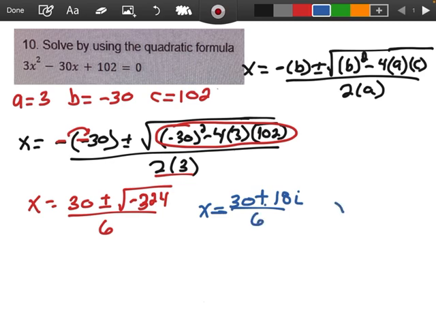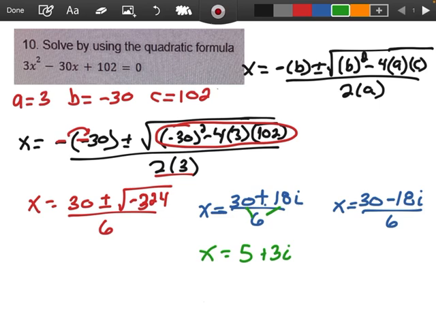And I'm going to do the same thing again. X equals 30. This time I do minus that 18, because the square root of 324 is 18. And then the I, because it was negative. Now, once we get here, I cannot put these together. I can't put 30 plus 18 together because that 18 has an I. So all I'm going to do is 30 divided by 6, which is 5. And then I'm going to do 18 divided by 6, which is 3. And again, I keep the I.